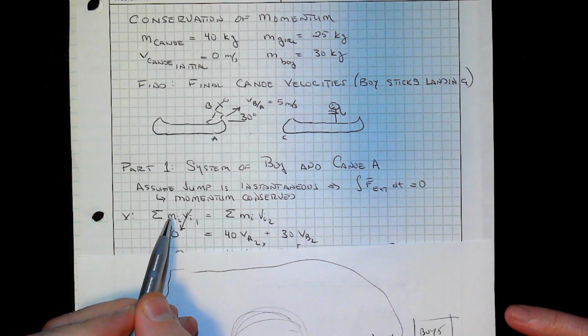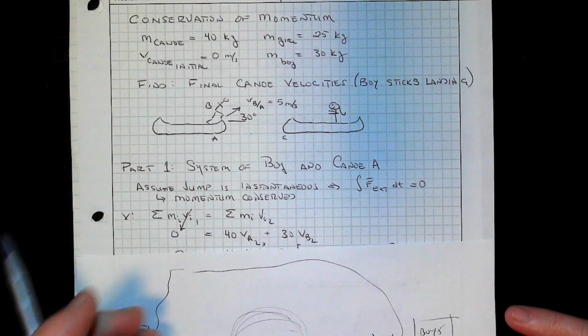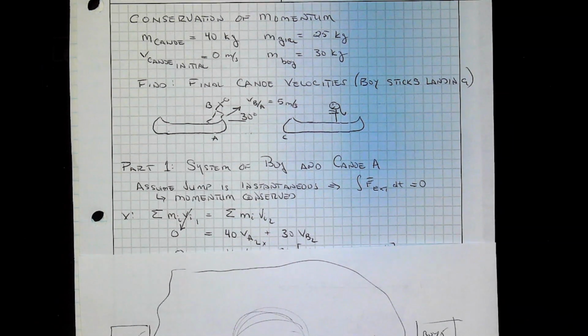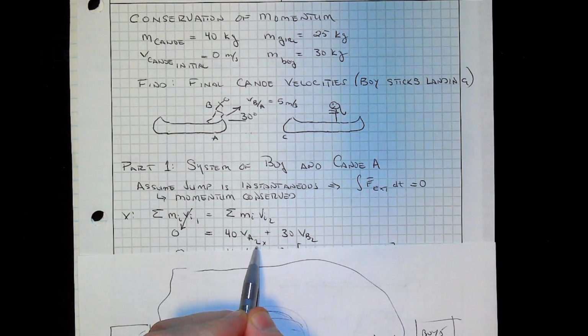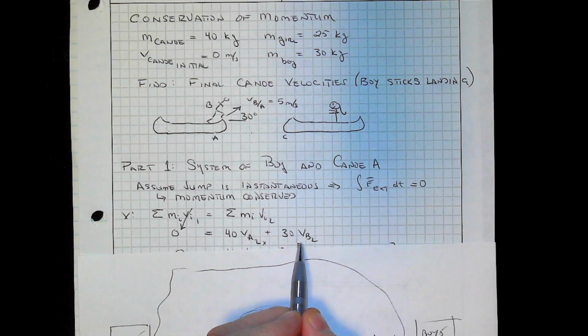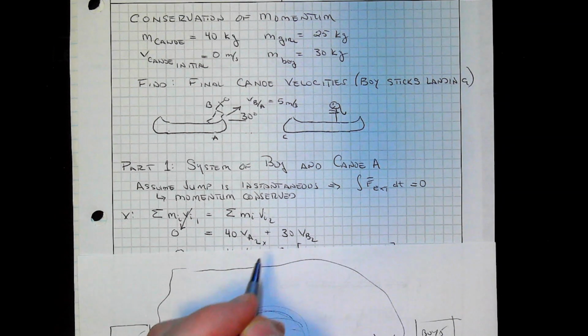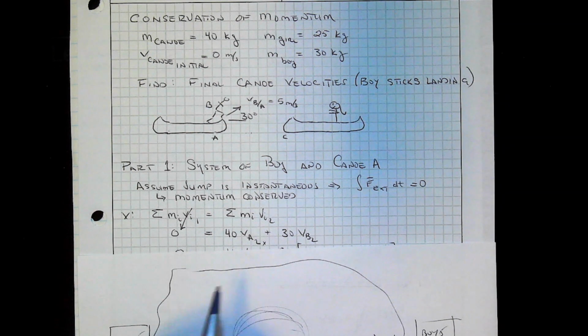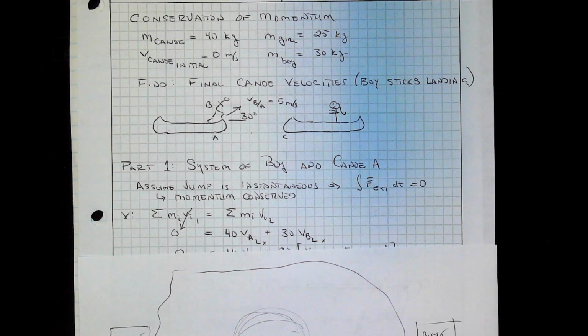The boy and the canoe have mass, but they're not moving. So we have a 0 on this side. Then we have the canoe has a mass of 40 kilograms, and after the jump, it'll be going at some VA2x. And then the boy, 30 kilograms, he's going to have some velocity, and again, we're going to be taking this along the x. It's the only thing I'm considering right now.